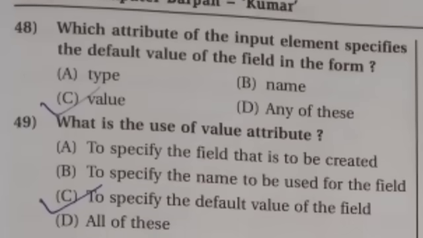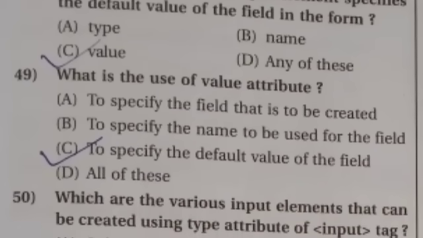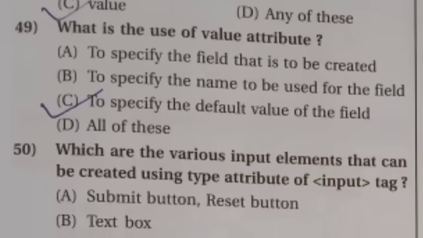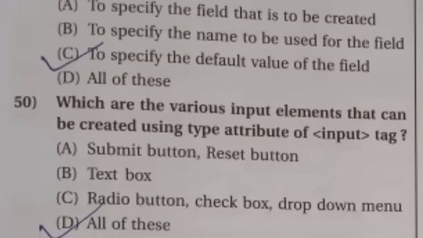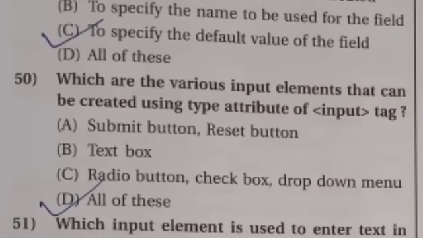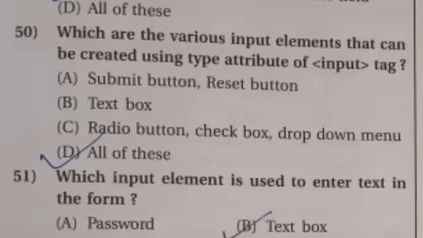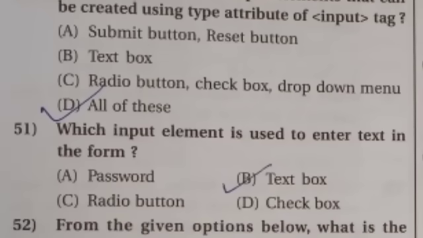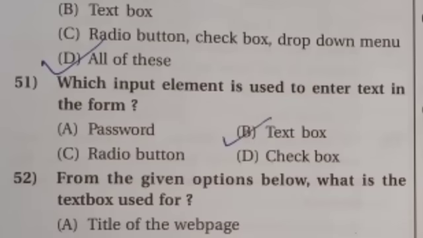Which attribute of the input elements specifies the default value of the file in the form? The answer is C, value. What is the use of the value attribute? The answer is C, to specify the default value of the file. Which are the various input elements that can be created using the type attribute of the input tag? The answer is D, all of these.